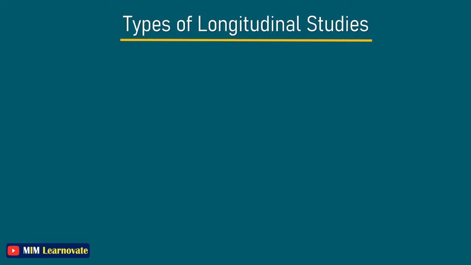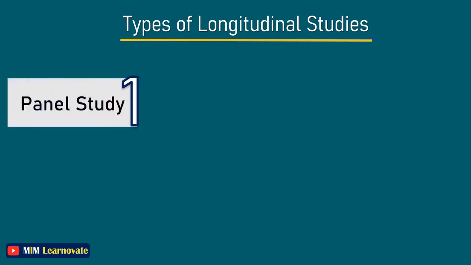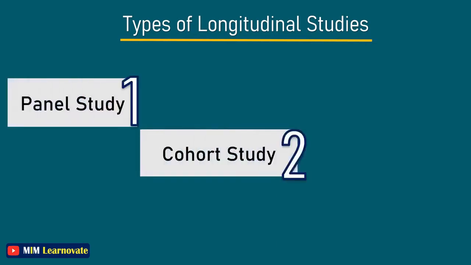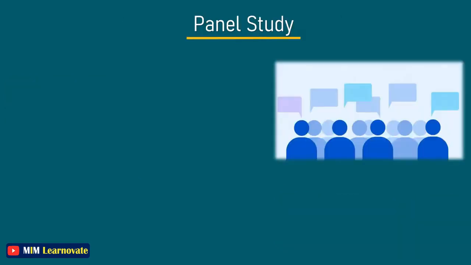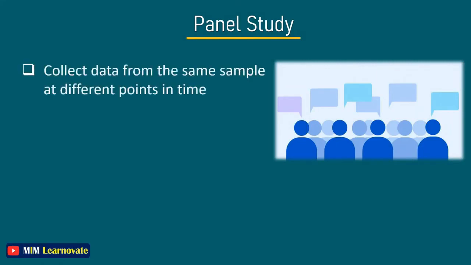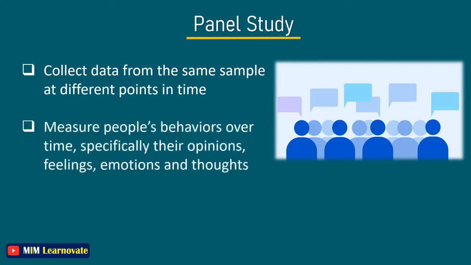Types of longitudinal studies. There are three types of longitudinal studies: panel study, cohort study, and retrospective study. Let's study them in detail. Definition of panel study. In a panel study, the researcher collects data from the same sample at different points in time. These studies measure people's behavior over time, especially their opinions, feelings, emotions, and thoughts.